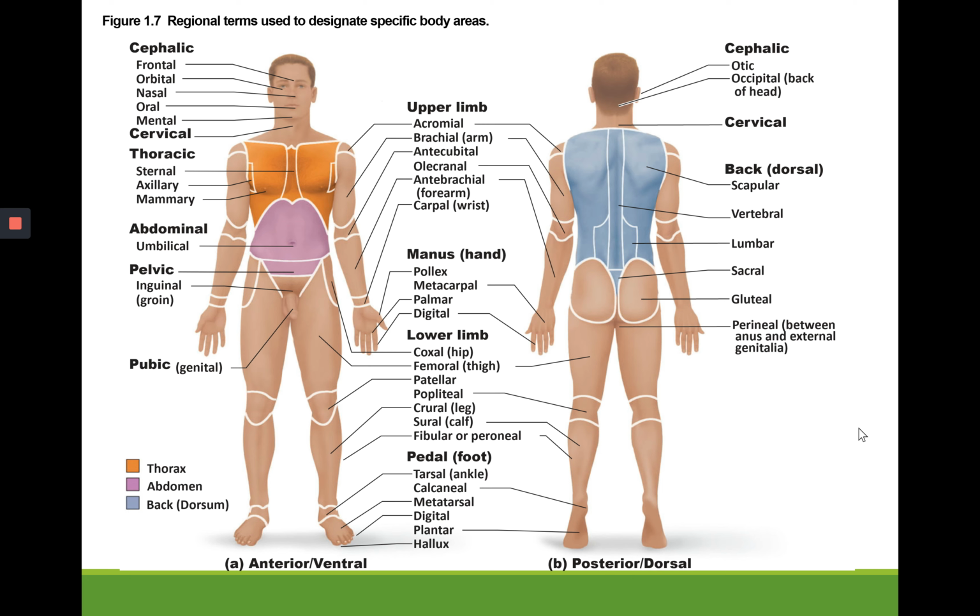And now we move over all the way to the right. We've looked at the cephalic region, that's anything on your head, but we didn't mention the otic region, which is your ear, and the back of your head, which is the occipital region. Then cervical again, because that's front and back of your neck.